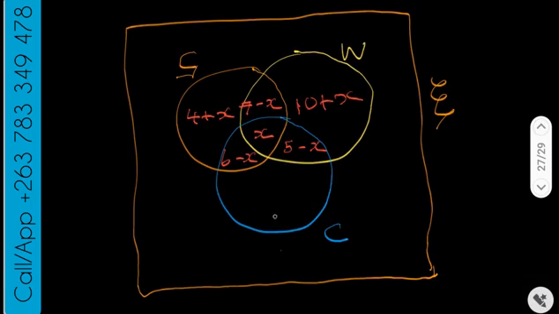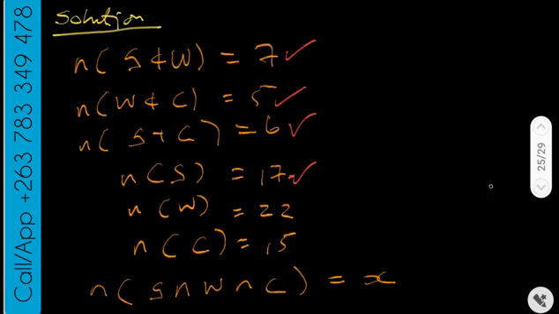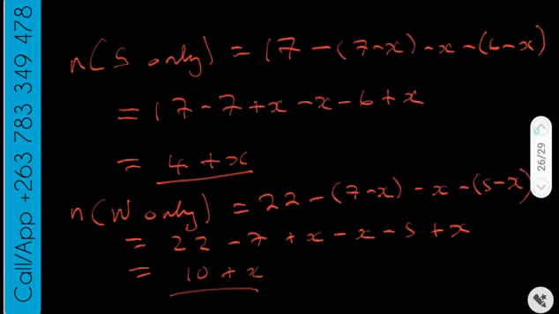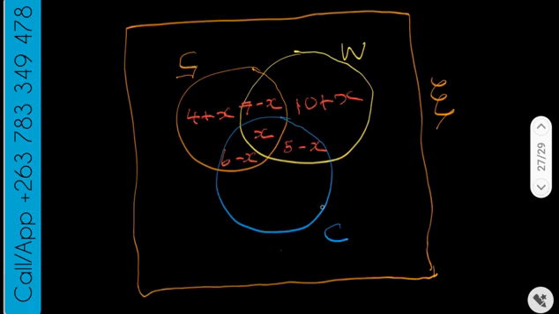So finally, we want to look for those who enjoyed the casino only. So you have to look for the total number who enjoyed the casino, which is 15. Then you subtract the other regions, right? So number of those who enjoyed the casino only is going to be 15 minus the other regions. So it's 15 minus 6 minus x minus 5 minus x for you to find the remainder.